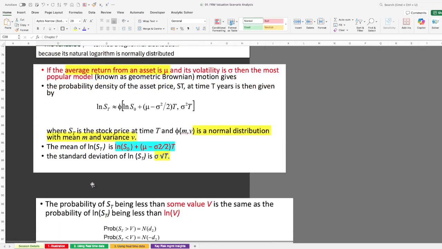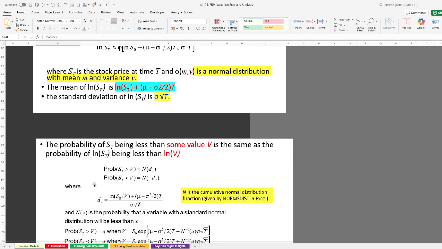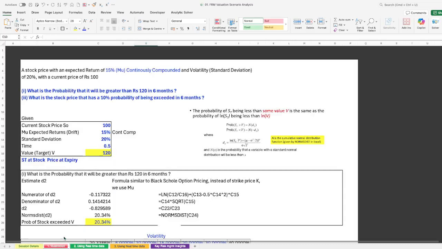So we can assume this and calculate the probability of a price at time t exceeding a target value within a given time. That is nothing but the normal distribution of d2. Similarly, the probability of a stock price at time t going below the target value is the normal distribution of minus d2. We'll quickly go into an example.